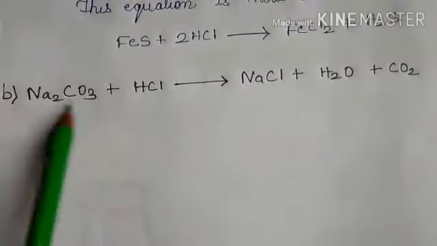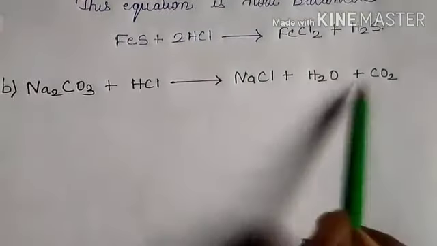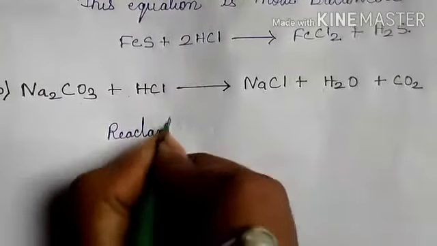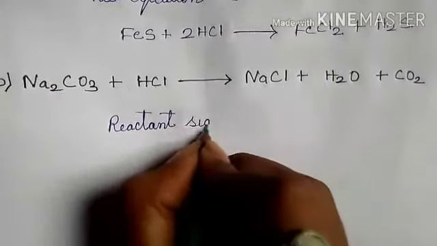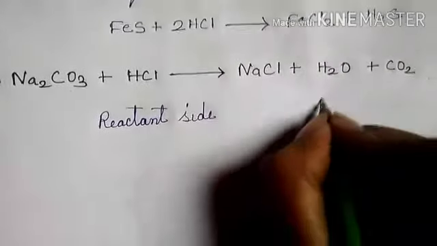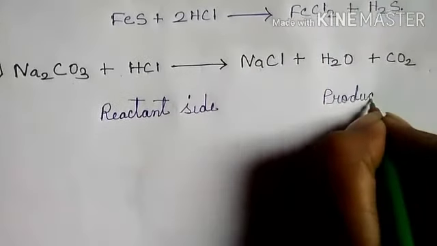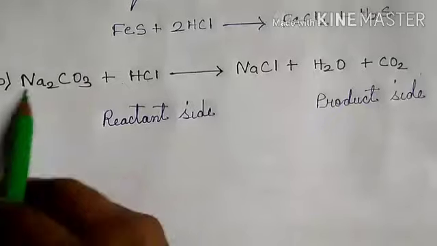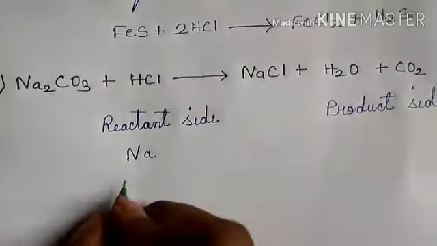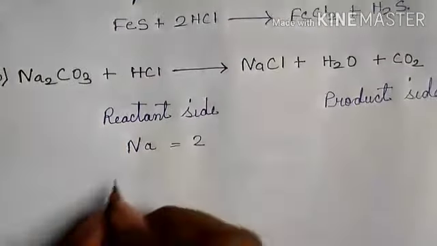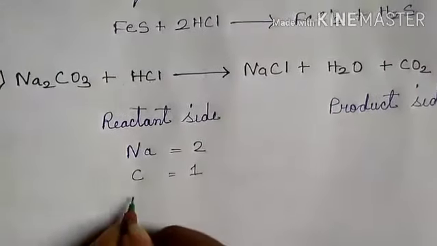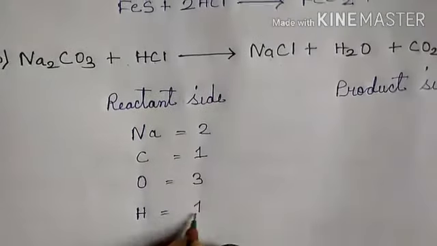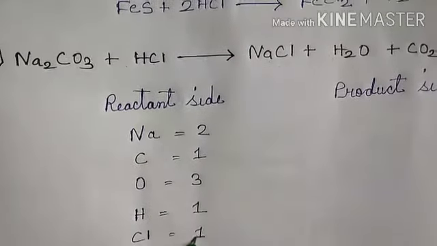Now the next question: Na2CO3 plus HCl gives NaCl, H2O and CO2. Similarly, in the first step, what do we have to do? We have to count the number of atoms on either side. First we see the reactant side, how many atoms, and then the product side. Na is 2. Carbon is 1. Oxygen is 3. Hydrogen is 1 and chlorine is also 1.